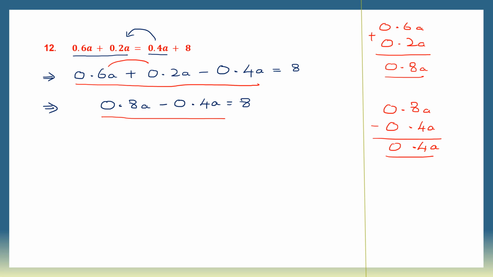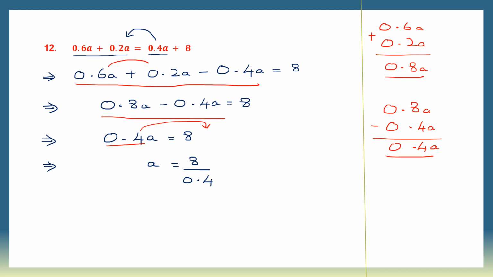0.4. So now what do we have here? We have 0.4a is equal to 8. So we are going to find the value of a alone. So we are going to write a equals 8 divided by 0.4, because we are transposing this 0.4 to the right hand side. Here it is multiplication on the left, that's why it's become division on the right. Now here 8 divided by 0.4. Whenever your divisor is a decimal number, change it to a whole number.